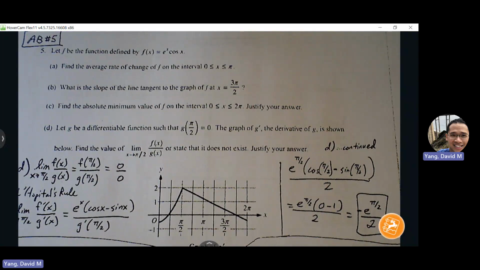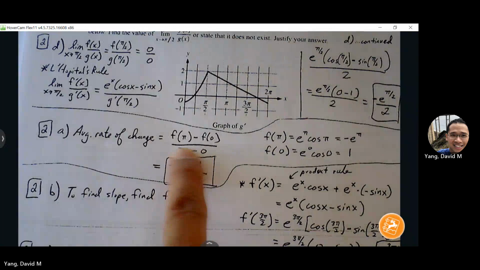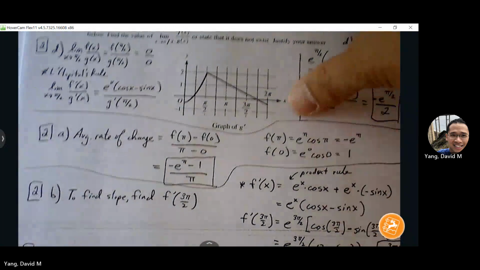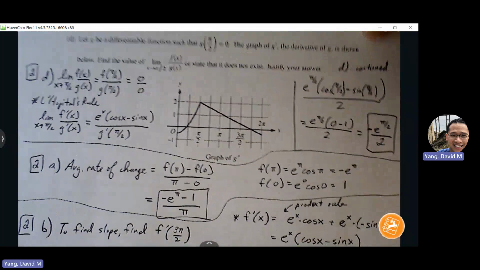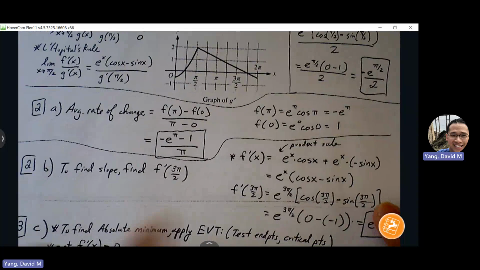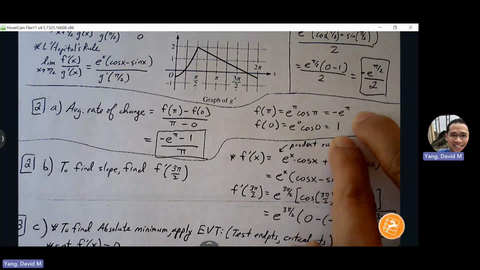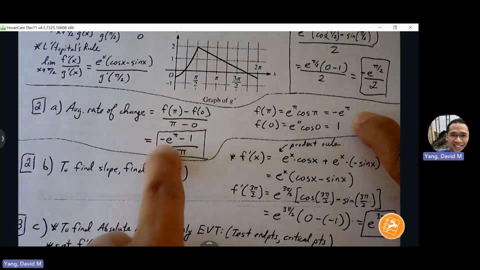Okay, we have e to the x cosine of x. Find the average rate of change. So average rate of change is just the slope between the endpoints. So f of pi minus f of 0 over pi minus 0. We find the ordered pairs at 0 and pi. We just do change in y over change in x.